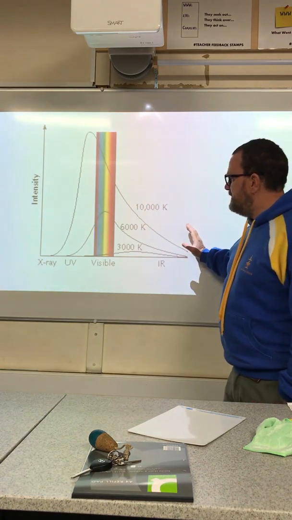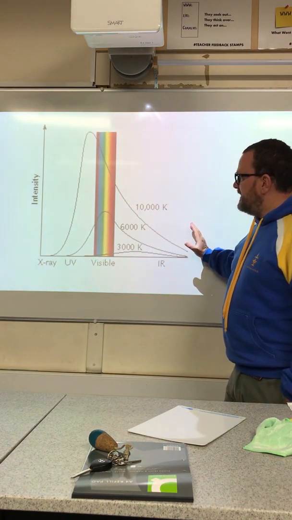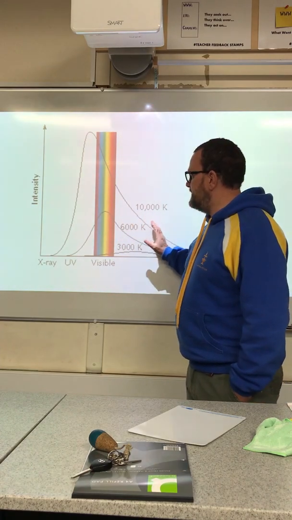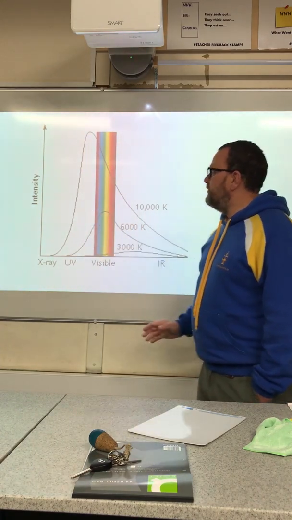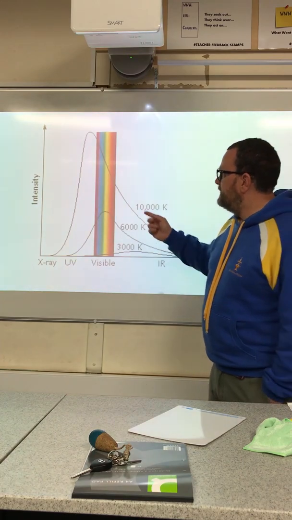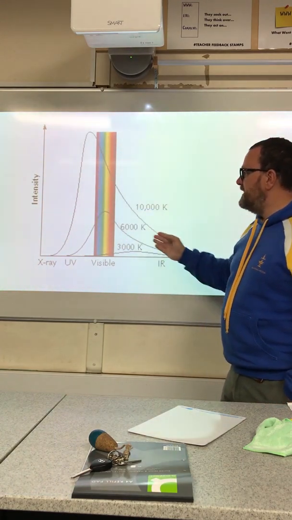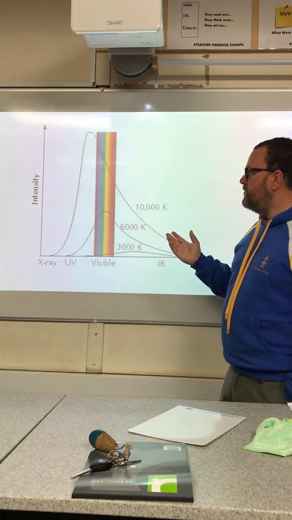So as the temperature increases on a black body, the peak of the black body moves from the right-hand side of the graph to the left-hand. And what you're finding is that you've got more photons released, so the intensity is higher, but also the photons have more energy.